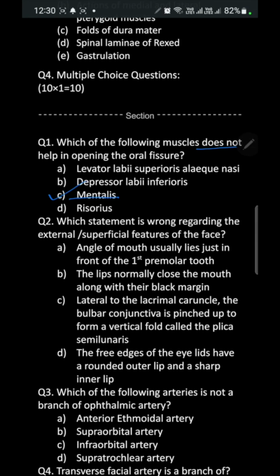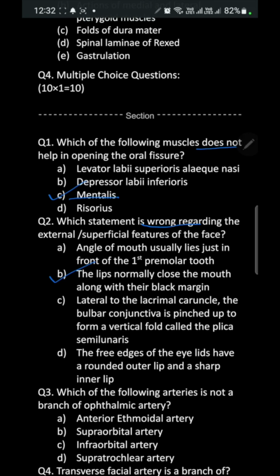Next, question number 2. Which statement is wrong regarding the external or superficial features of the face? Select the wrong statement. The angle of the mouth usually lies just in front of the first premolar tooth. This is correct. The lips normally close the mouth along their black margin. Now, this is a wrong statement because the black margin is the outer margin of the lips, which actually joins the skin of the face. There's another margin called the pink margin, which is the inner margin of the lips at which the two lips join, and that is the mucocutaneous junction of the lips. So remember that the lips close at the pink margin, not the black margin. So I believe this should be the answer.